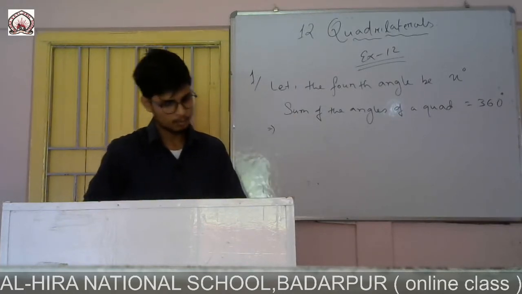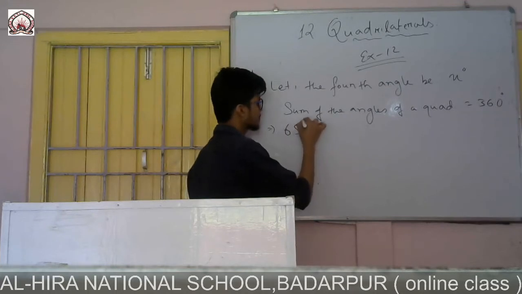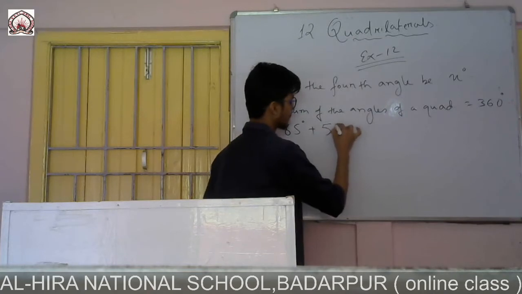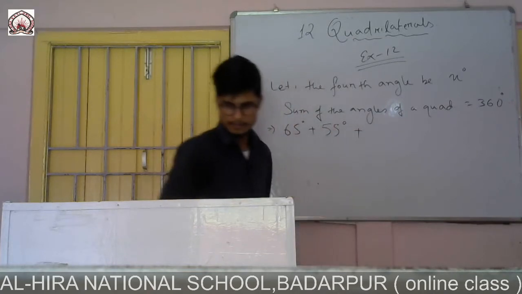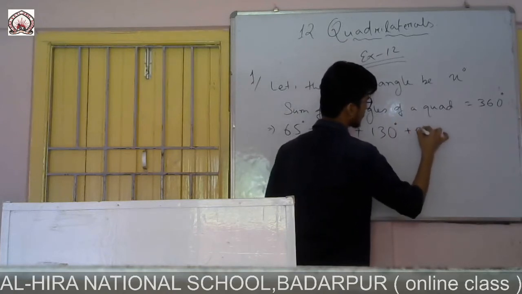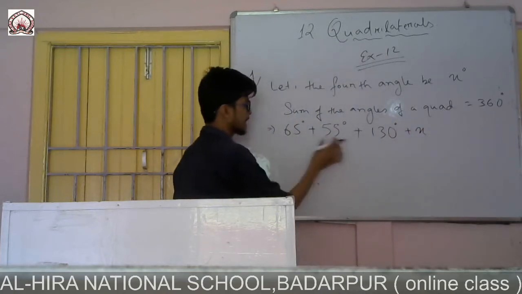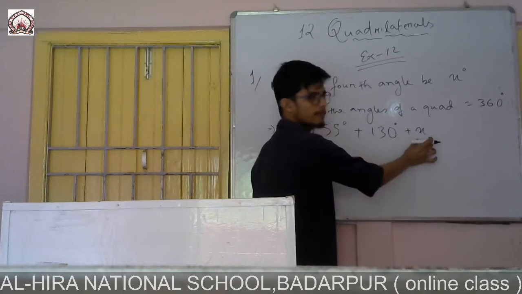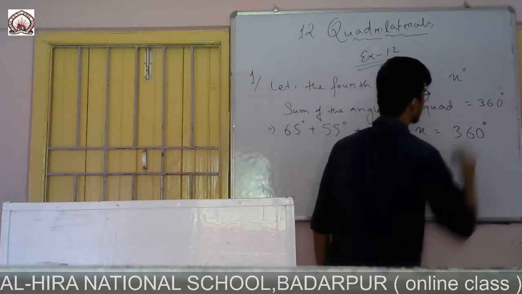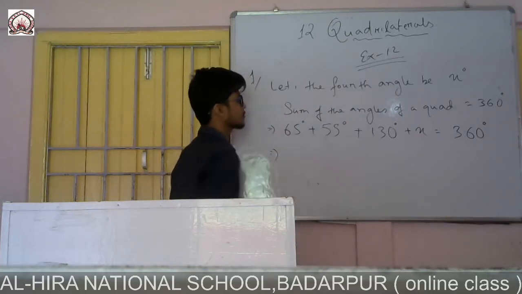You see, the first angle is 65 degrees, the next one is 55 degrees, then it is 130 degrees, and the fourth one, let it be x. First angle, second angle, third angle, and this one is the fourth angle, which is x, and the sum equals 360 degrees. So now I will solve this one.